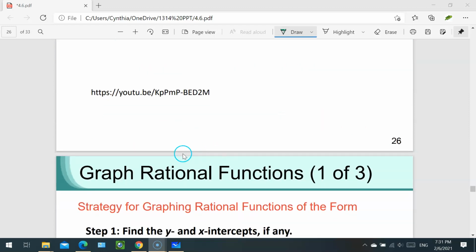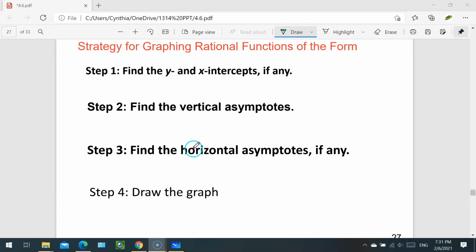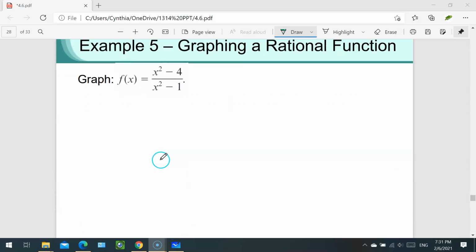Graph the rational functions. There's a step-by-step procedure for graphing rational functions. Step 1, we find the y-intercept and the x-intercept, if any. Step 2, find the vertical asymptotes. Step 3, find the horizontal asymptotes. And then step 4, you draw the graph.